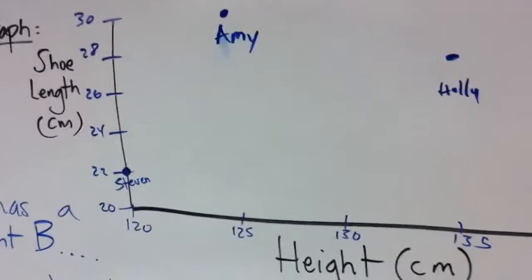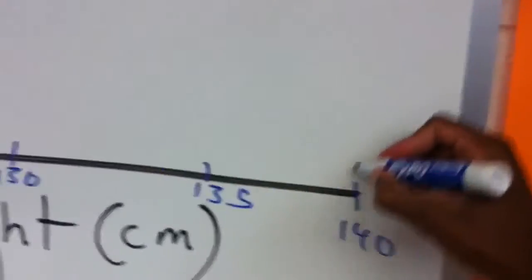And then lastly, I have Greg. He's at 140, so he'll be at the end there. And then 24 centimeters for his feet. So 140 to 24. Greg. So let me stand back so you can see it.